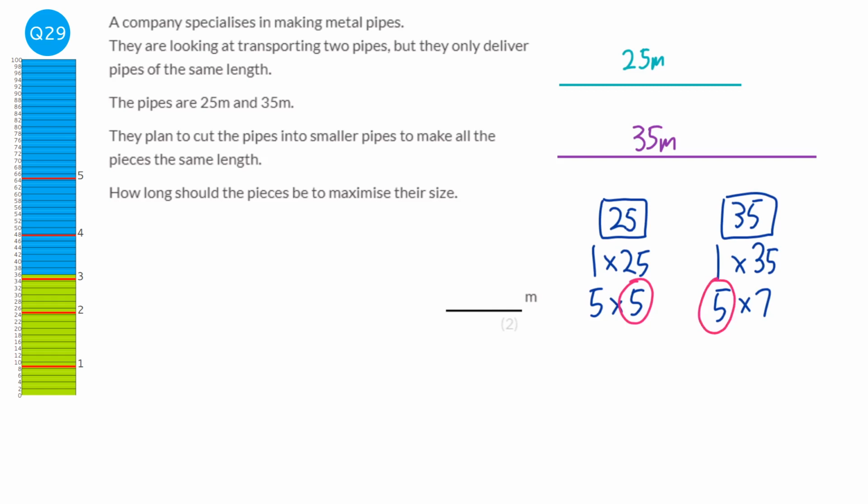So what we can do is we can cut all of these pipes into 5-metre pipes. So 1, 2, 3, 4, not to scale, and then 7 of these. So 1, 2, 3, 4, 5, 6, 7, and so there's 7 in total. So each of these are 5 metres long, and there's no wastage. And that's the longest we can make the pipes for there to be no wastage at all. So my answer is 5 metres.